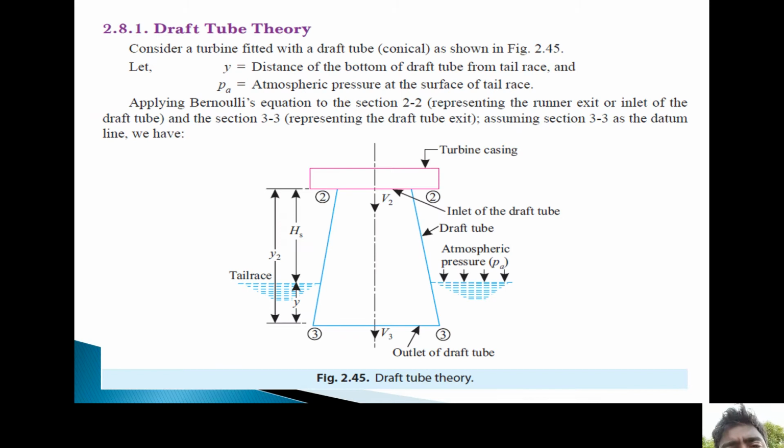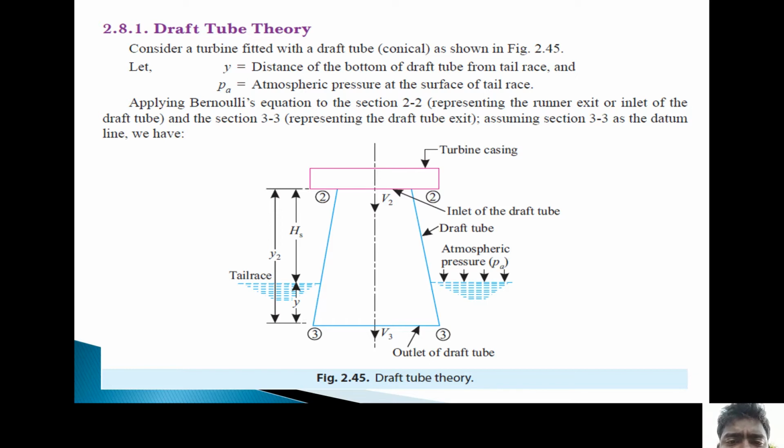Next, draft tube theory. This is the most important theory. Consider a turbine fitted with a draft tube. A draft tube means a conical part. Let y equal the distance from the bottom of the draft tube to the tail race. PA equals atmospheric pressure at the surface of the tail race. PA means atmospheric pressure.